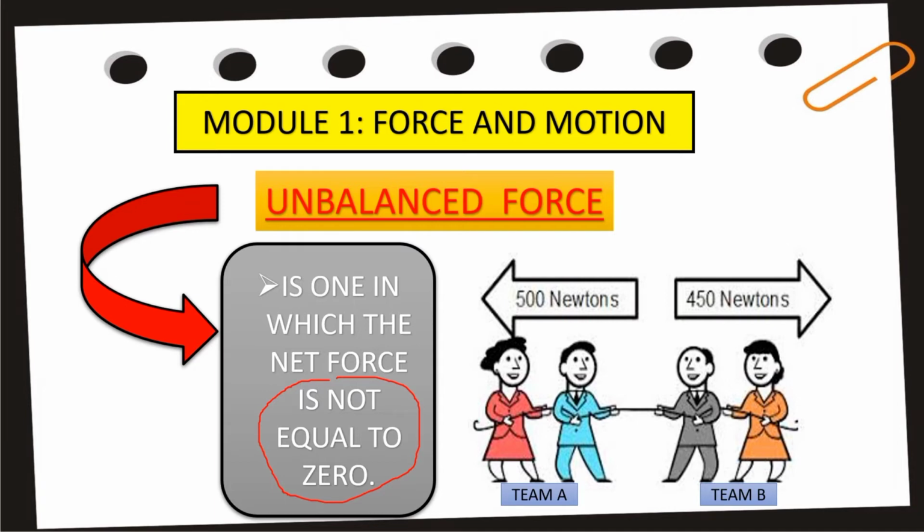What if Team A used 500 newtons of force in pulling the rope towards the left, while Team B used 450 newtons of force in pulling the rope towards the right? Will there be any motion? Yes, simply because the net force does not equal 0. In fact, we have a net force of 15 newtons from the difference of the two forces, and the object will move to the left, and that is unbalanced force. So meaning, unbalanced forces make an object move.